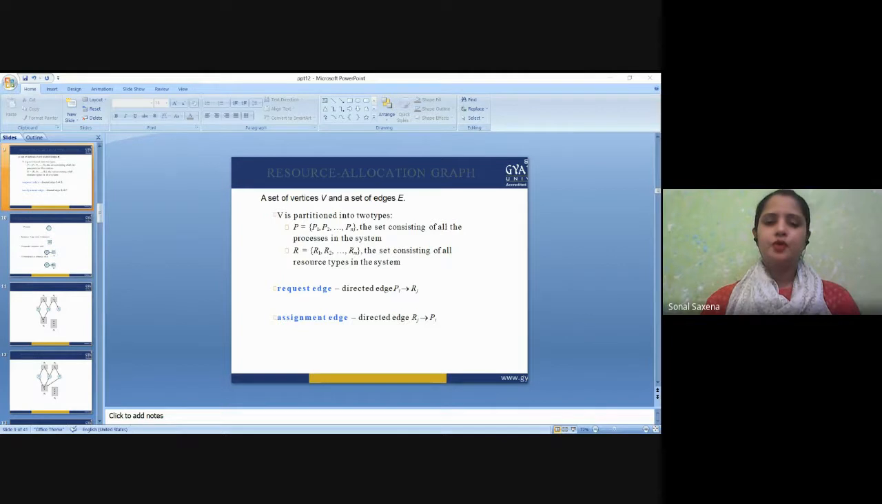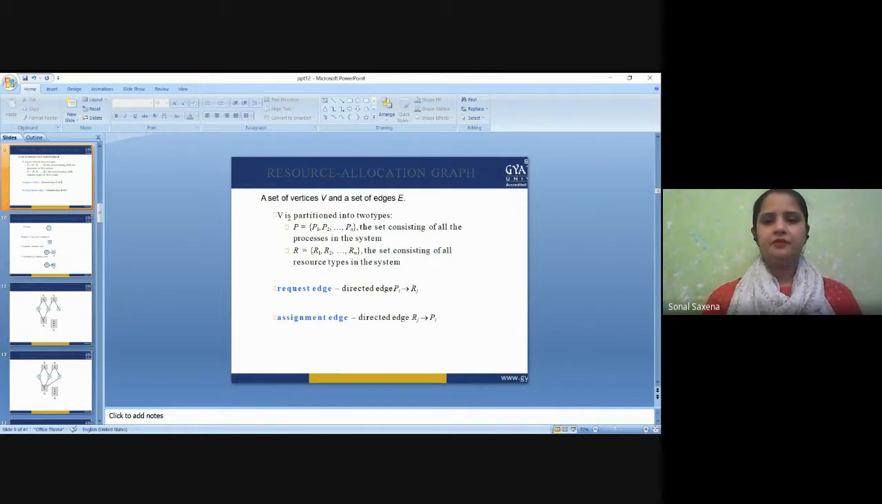So, in a resource allocation graph, the process is represented by a circle. Whenever you are making a resource allocation graph, do remember you need to represent your process with the help of a circle, while the resource is represented by a rectangle. So do remember, the process is represented by a circle and the resource is represented by a rectangle. So here I'll just show the graph to you.